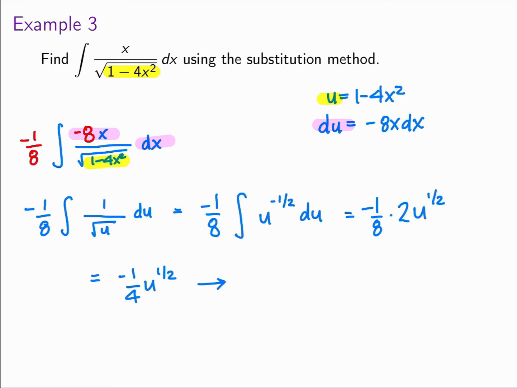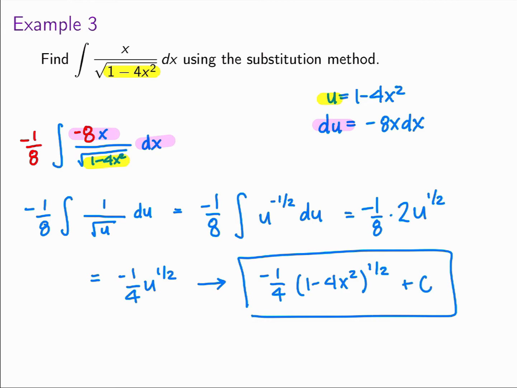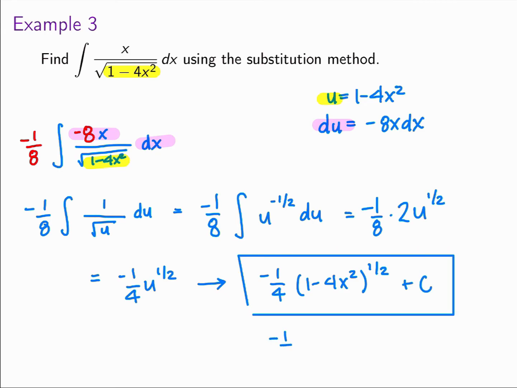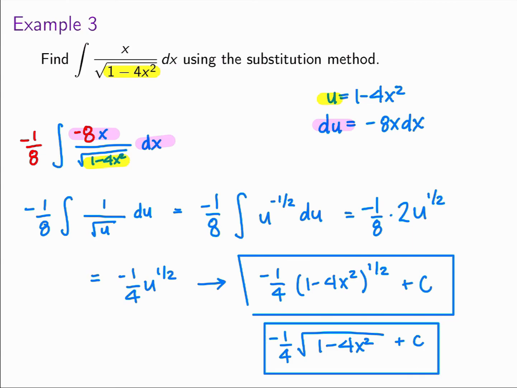And now I can switch back to my x's. So negative 1/4 u is 1 minus 4x squared to the 1/2 plus c. Or if I prefer, I could write this as negative 1/4 the square root of 1 minus 4x squared plus c. Either of those are good answers. All right, let's do another one.